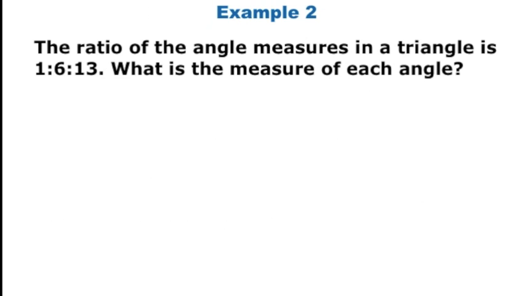Let's do the same thing with angles. Now we remember in a triangle that the 3 angles have to add up to 180 degrees. Here we have a ratio of 1 to 6 to 13. Again, those are going to be the coefficients for x, and those 3 angles have to add up to 180 degrees. So we're going to replace 1, 6, and 13 with 1x, 6x, and 13x. We're going to add those up to equal 180.